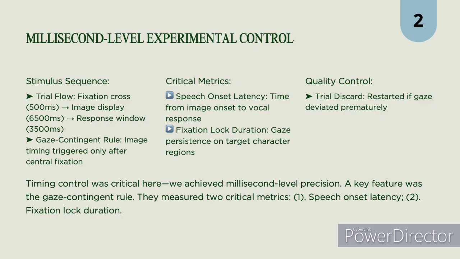In the above 2-item experimental design, time control is crucial here. The authors achieved millisecond-level accuracy. Each trial followed the following sequence: a 500 millisecond fixation cross to center attention, followed by a 6,500 millisecond image display, and a 3,500 millisecond response window. The key feature of the timing control is the fixation rule.